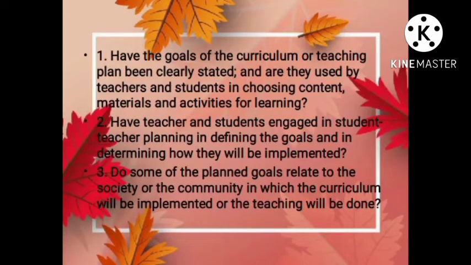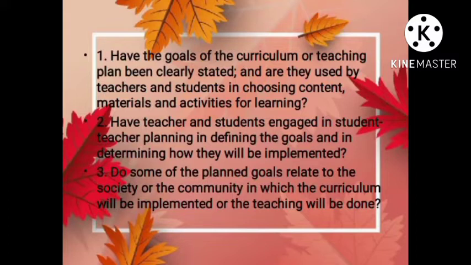The criteria are stated in the form of questions as follows. Number 1. Have the goals of the curriculum or teaching plan been clearly stated? And are they used by teachers and students in choosing content, materials, and activities for learning? Of course, it's used by the teachers and students in selecting materials and activities for learning. They have planned to state clearly the curriculum criteria.